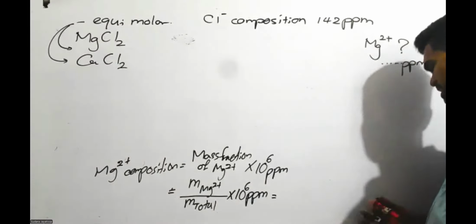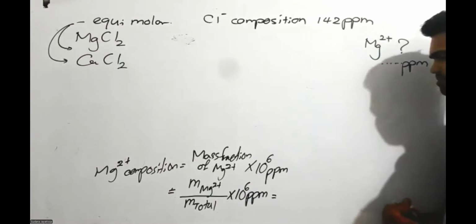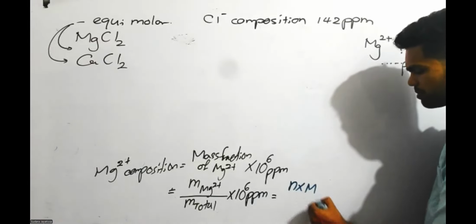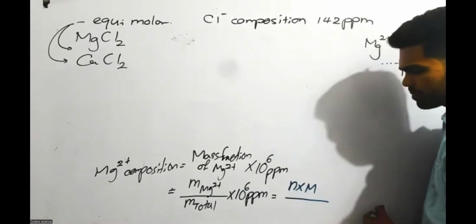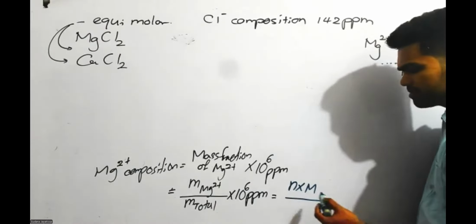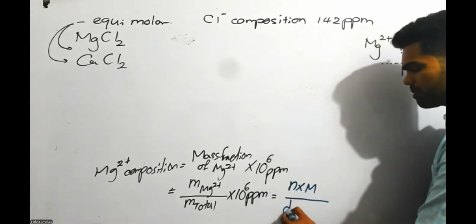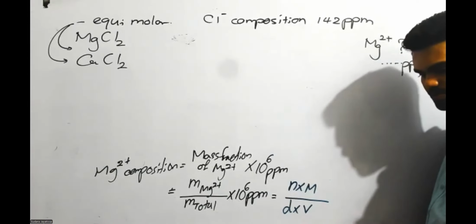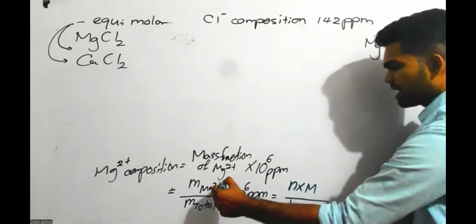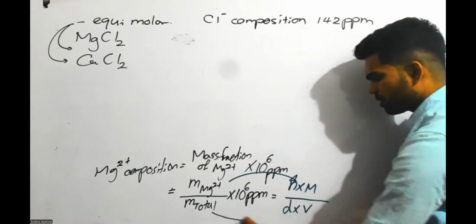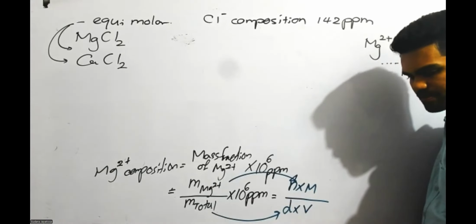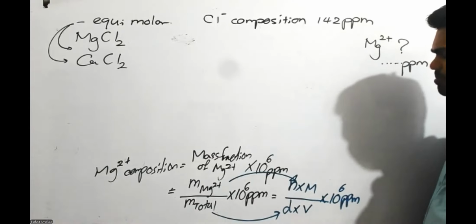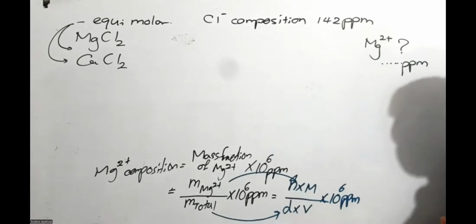So how do we get the mass of magnesium? We can simply multiply moles of magnesium by the molar mass of magnesium. And to get the total mass of the solution, what did we do? We could multiply the density of the solution by the volume we consider. So this is how we get the mass of magnesium 2 plus and the total mass of the solution. Then we multiply it by 10 to the power 6. So if you know these values, you can substitute and get the answer.